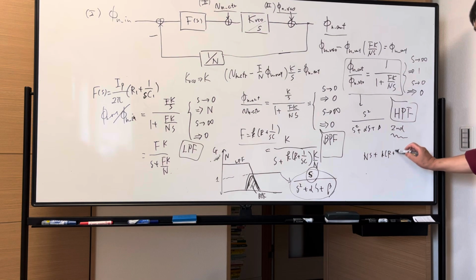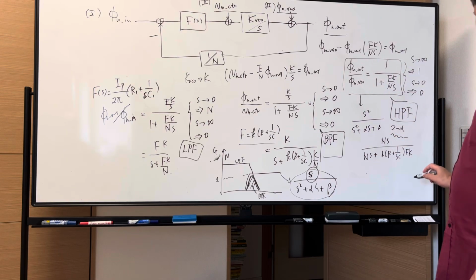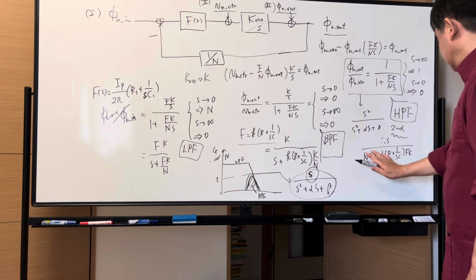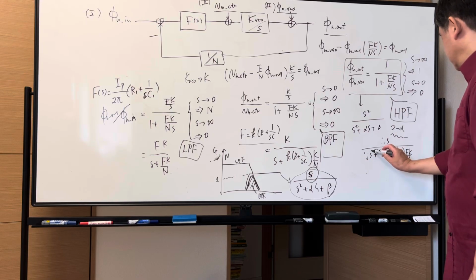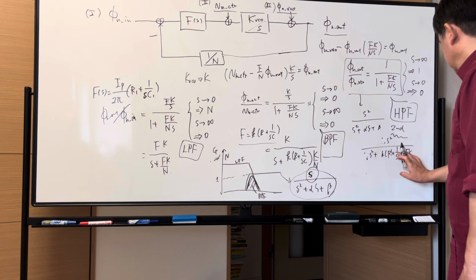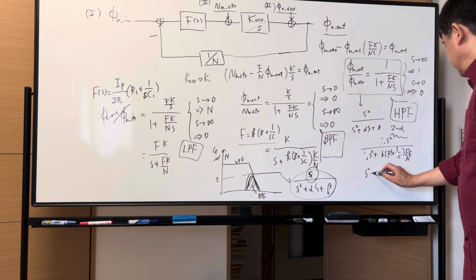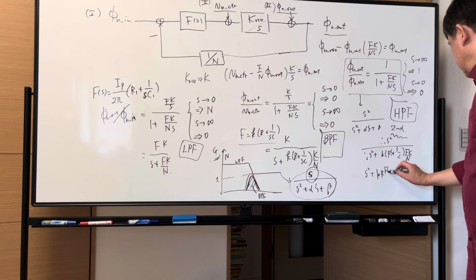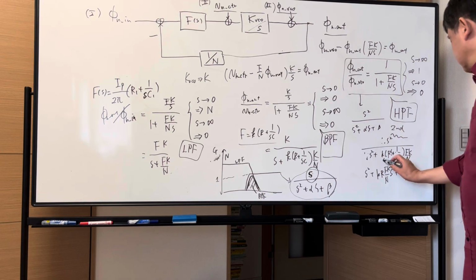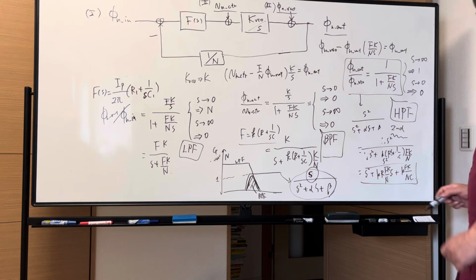K R plus 1 plus Fk over NS, and this is more S squared, multiplied by S. S squared plus K R Fk over N S plus K Fk over N C. S squared divided by this. This is a second order high pass filter.